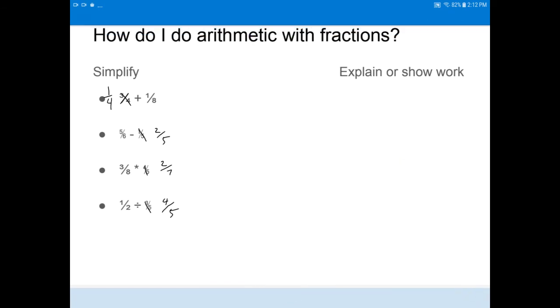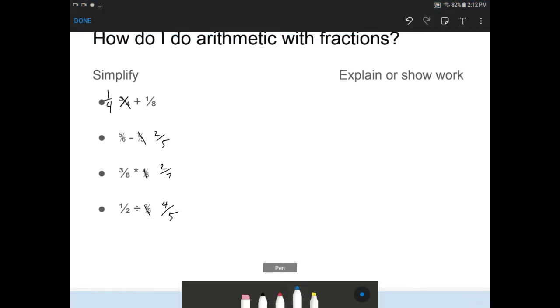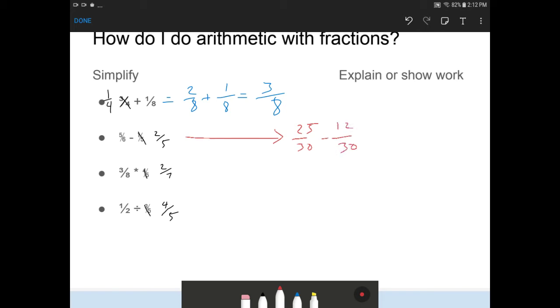Okay, so here that's going to be equal to 2/8 plus 1/8. So that's 3/8. But this one, common denominator is 30. So 25/30 minus 12/30. Those are the same thing. That's going to be 13/30. I don't think that reduces.